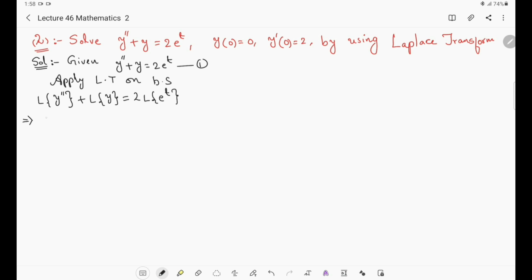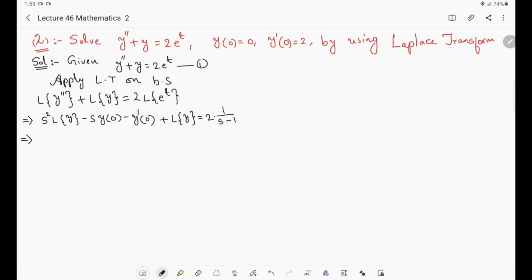Laplace transform of y double dash, we just noted down, is s square into Laplace transform of y minus s into y of 0 minus y dash of 0. This is the expansion of Laplace transform of y double dash. Now plus Laplace transform of y as it is, and this is equal to 2 into the Laplace transform of e power at, which is 1 by s minus a. a is 1, so we will get 1 by s minus 1.